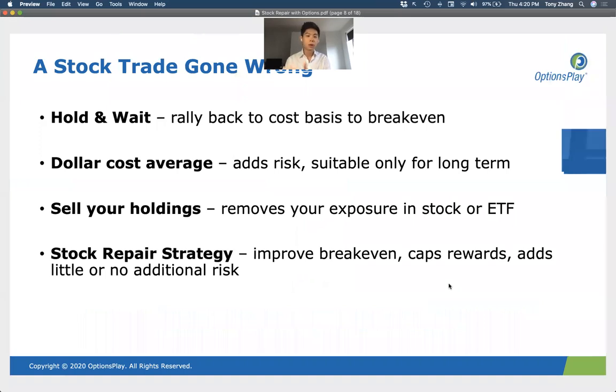So a stock trade has gone wrong. You buy a stock, let's say you buy the stock at $100, you think the stock is going to go higher, but instead of going higher, it declines in value. And the question is, what do you do once the stock has declined in value?